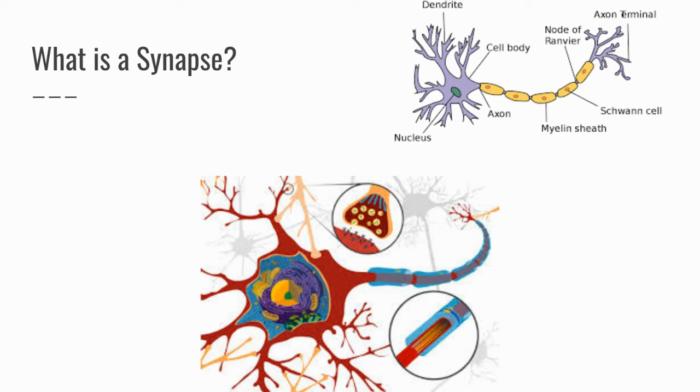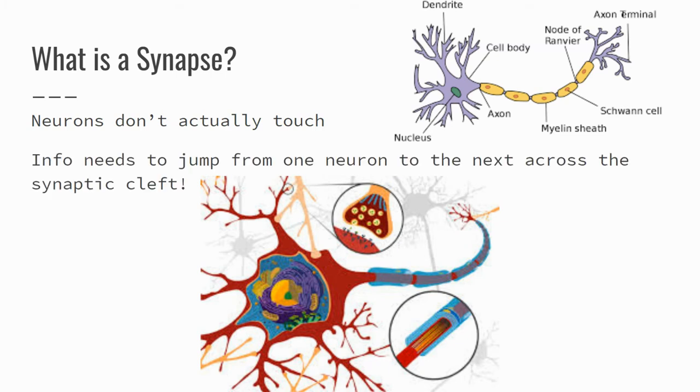So we're going to start off by defining what a synapse is. We have looked at a neuron as one single entity from dendrites to axon terminals or axon endings. The reason we look at one is because neurons don't actually touch. There's a little bit of space between the axon terminal or axon endings and the dendrites. So information needs to jump from one neuron across a space called the synaptic cleft and move to the next.